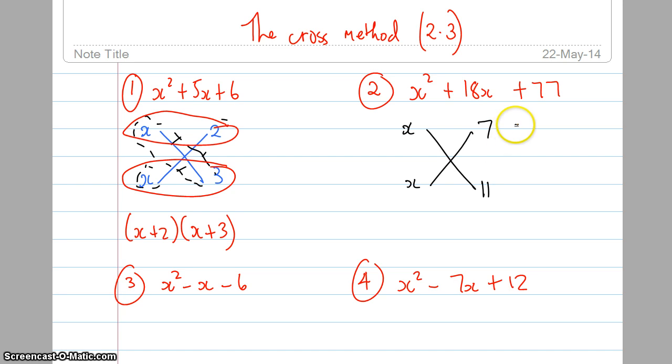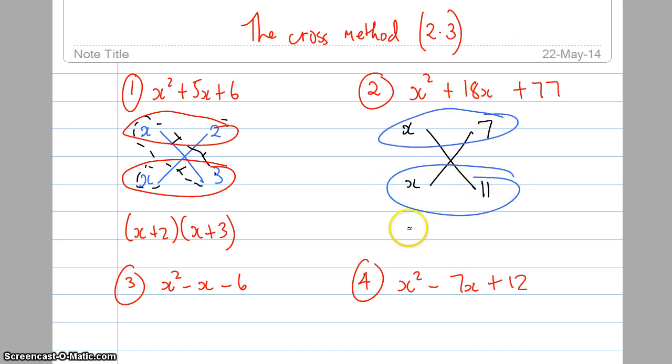You get better at doing these the more you do them. So that becomes x plus 7, x plus 11. And I'm quite happy with myself because I'm able to do quadratic trinomials. Hopefully you've been able to understand that as well.